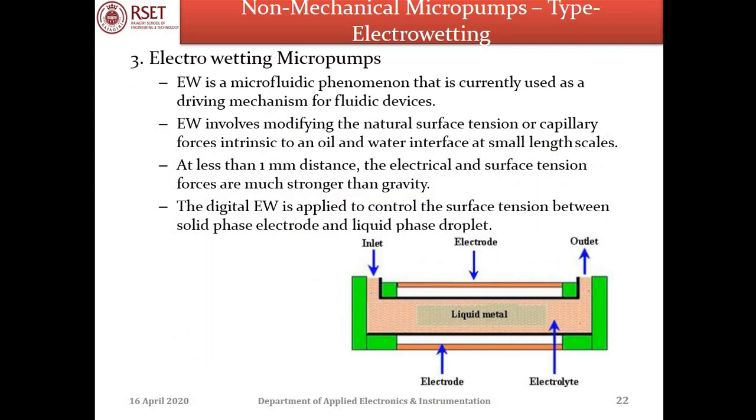So, in electrowetting, the applied voltage to the dielectric layer decreases the interfacial energy of the solid and liquid surfaces, causing fluid flow. Heating of the liquid is not at all required. Response is faster and power consumption is lower, both as compared with thermocapillary micropumps.